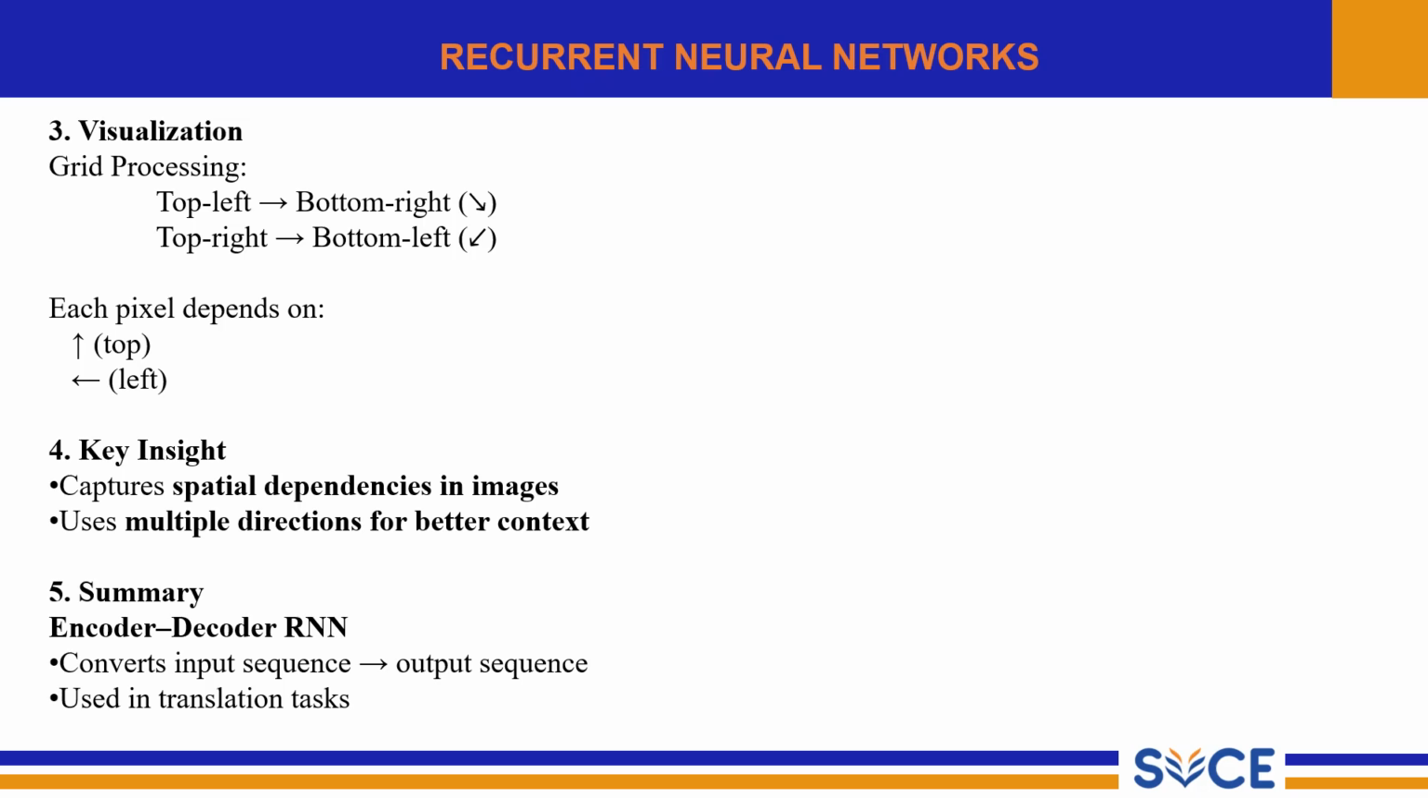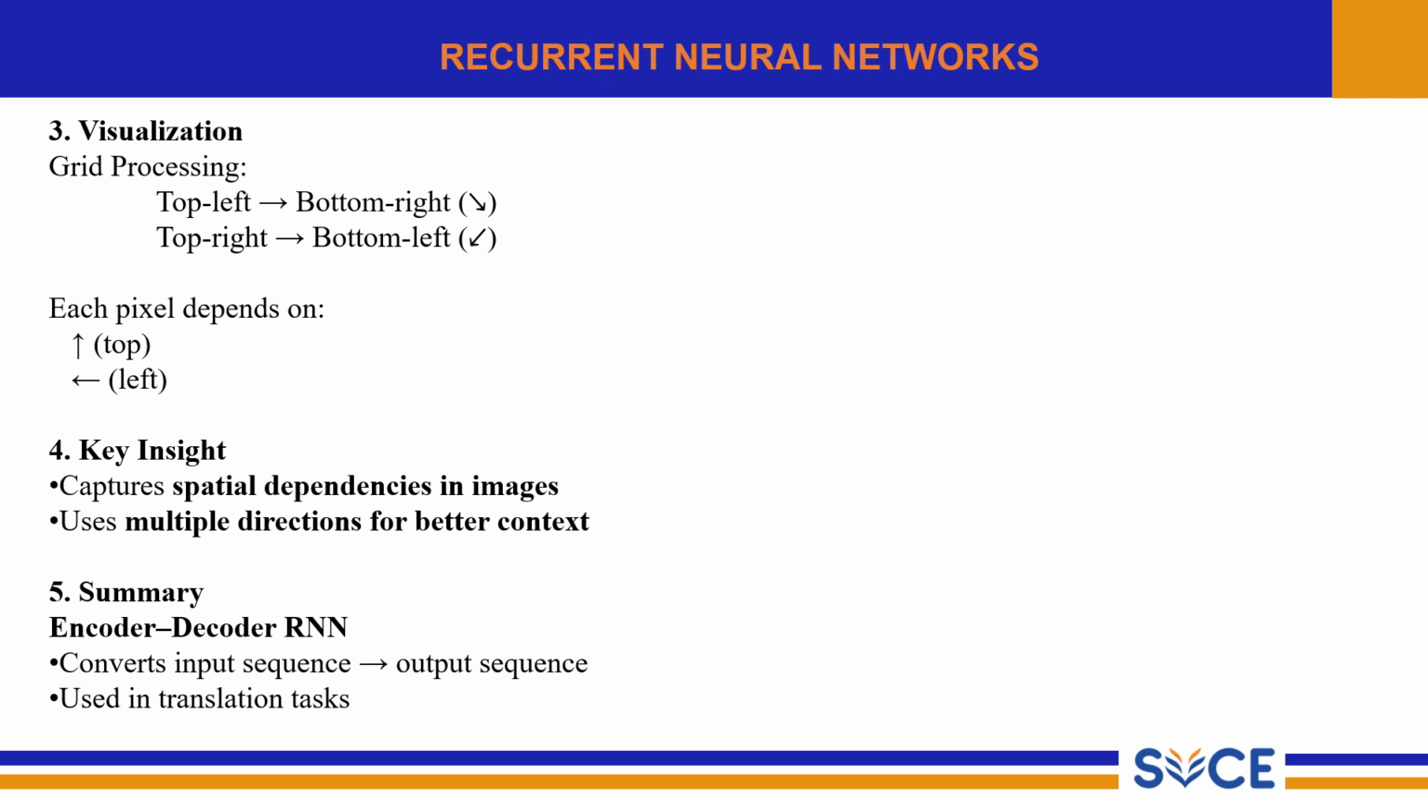So next one is the connection to encoder decoder RNN. So stepping back, let's connect this idea with another important architecture, encoder decoder RNN. At a high level, encoder decoder models are designed for sequence to sequence transformation tasks. So in this, the encoder takes the input sequence like x1, x2 up to xt, and it processes them step by step and compresses the information into the hidden states h1, h2 up to ht. So this means the encoder is responsible for understanding the input and building a meaningful internal representation.